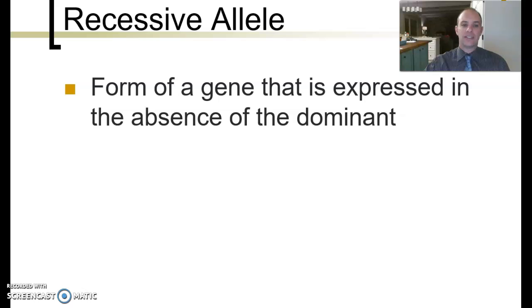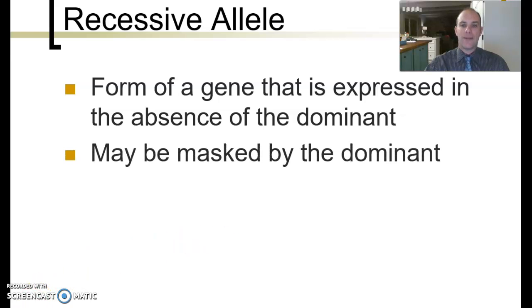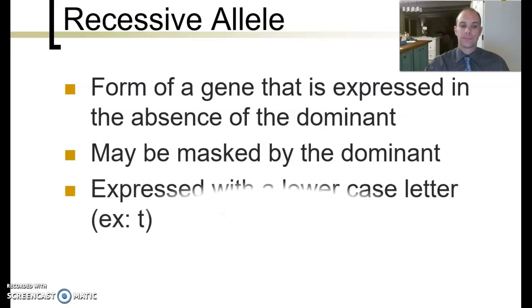So the opposite of the dominant would be the recessive allele. The recessive allele is a form of a gene that is expressed in the absence of the dominant. The only way you see the recessive allele is if there are two small letters together. The recessive allele may be masked by the dominant, meaning if it's heterozygous, you won't see the recessive allele, you only see the dominant. And it's expressed with a lowercase letter. Again, our example is T.